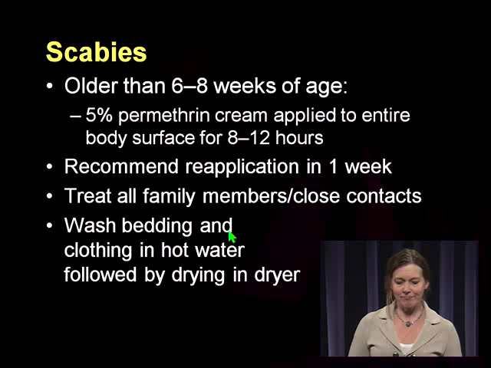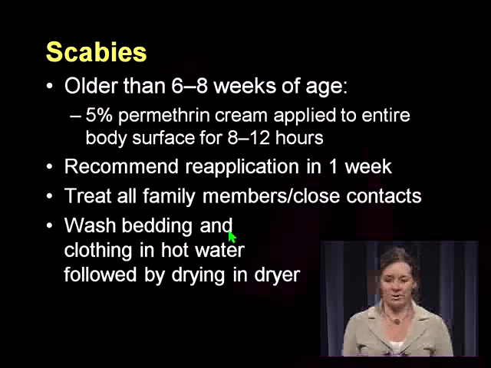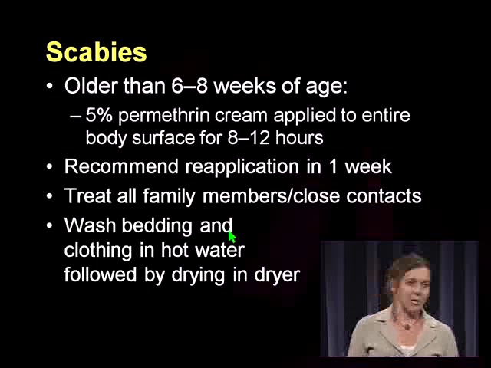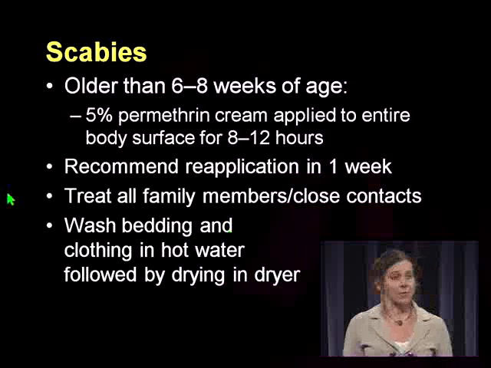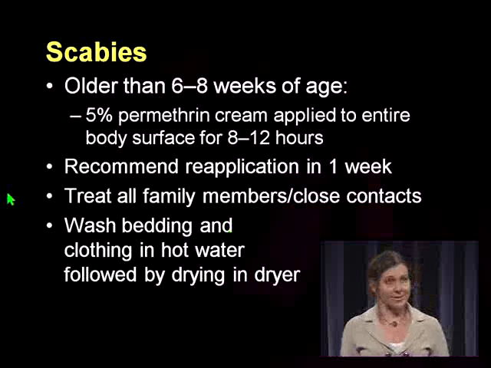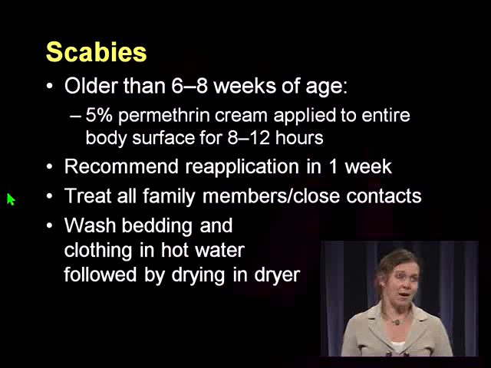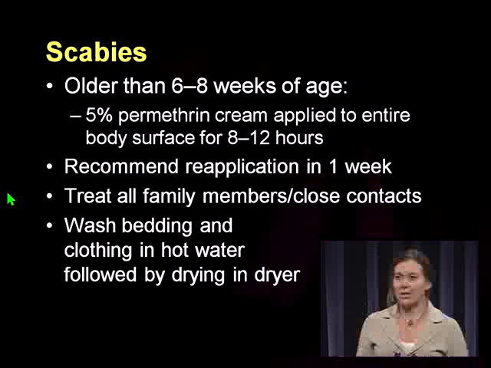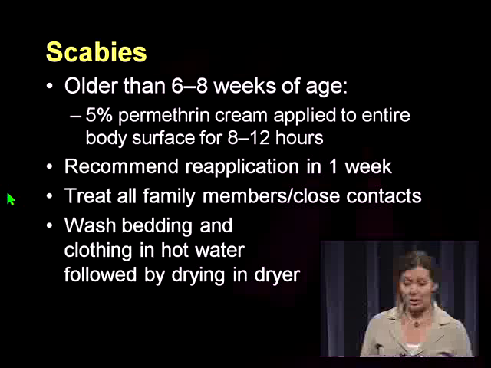So in regards to treatment, standard of care is to use 5% permethrin for infants that are older than 6 weeks of age. For younger infants and pregnant females, we usually use precipitated sulfur mixed in an ointment-based emollient. You want to treat the affected patient twice: treat them, and then repeat the treatment in 1 week. You want to treat all family members and close contacts, and also make sure they're doing the appropriate laundering precautions.